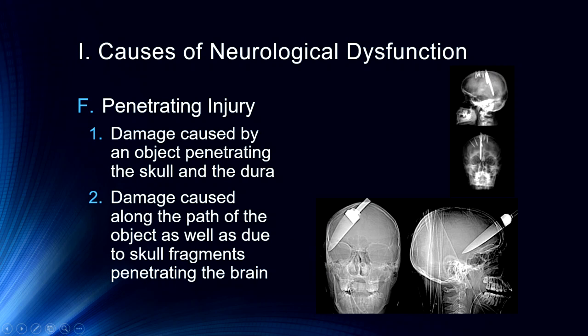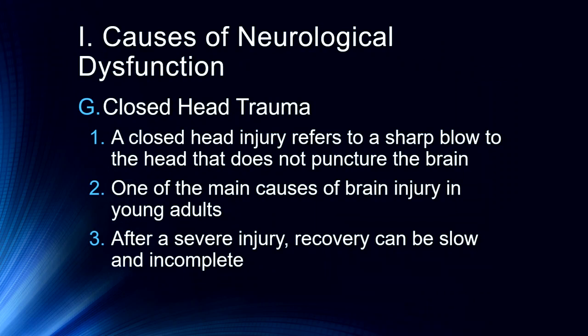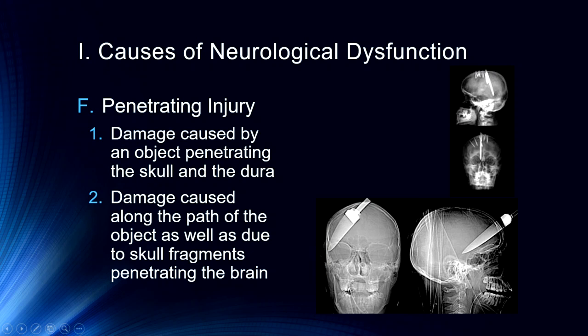Of course, penetrating injury is always possible. This is where we get damage caused by an object penetrating the skull and the dura. We see a few things here. Somebody's had an unfortunate incident with a knife. Then there are a number of instances. Looks like they also got shot with a nail gun. There are a number of instances where individuals have had nail gun injuries and not known about them. Remember, there are no pain neurons in the brain itself, only in the skull and scalp. So once something has penetrated the brain, oftentimes people don't know about it.